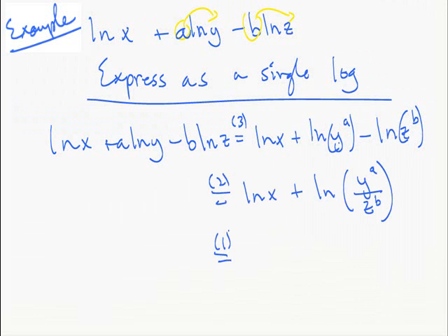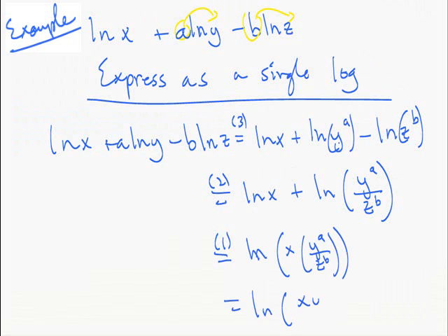Finally, by property 1, two logs that are being added together can be written as a single log by taking the things we're taking the log of and multiplying. So we have x times y to the a over z to the b, or if you like, we could write that as the natural log of x times y to the a divided by z to the b. So that's just an application of those properties of logarithms.